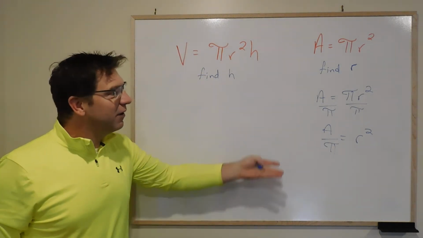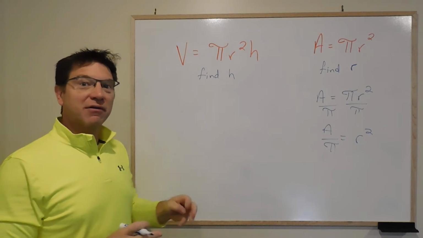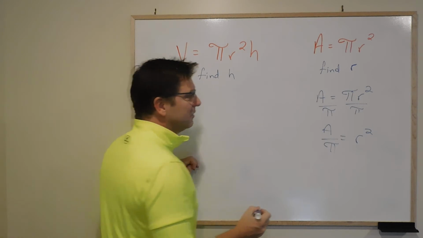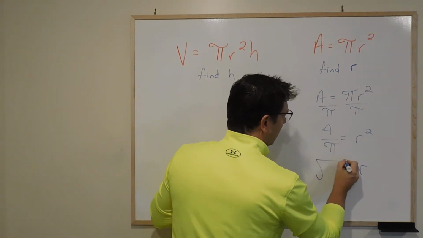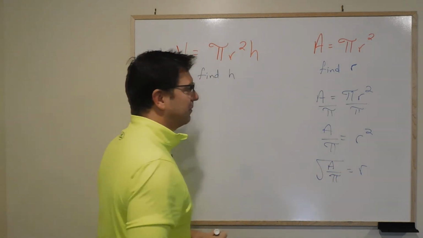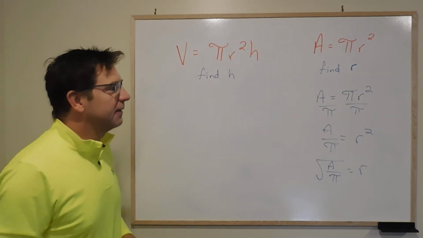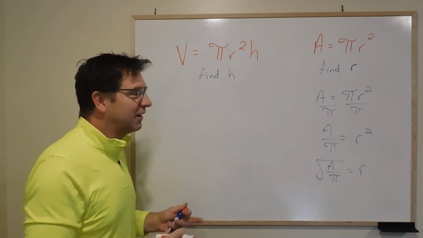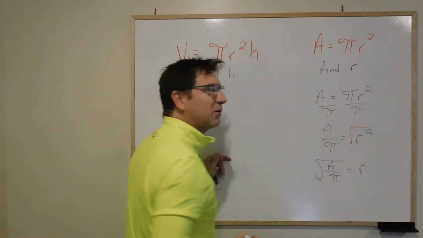Okay. Well, what if I wanted to get r? How do I get from r squared to r? Well, the opposite of squaring something is to take the square root of something. Right? So to get r, I would actually have to take the square root of this. So it would be the square root of A over pi. And why that is, right, is because whatever I do on one side, I have to do on the other side. So to get rid of the r squared and make it r, I have to take the square root.